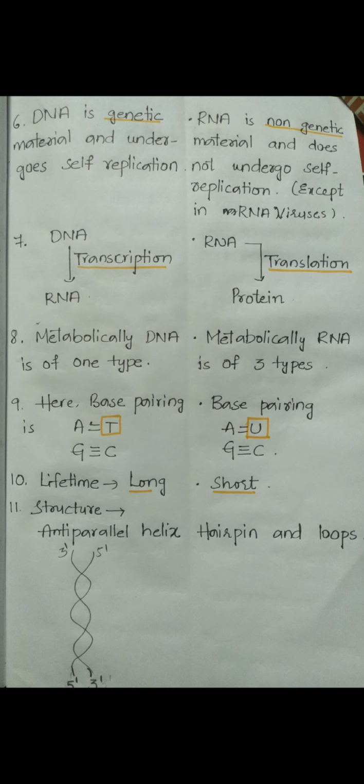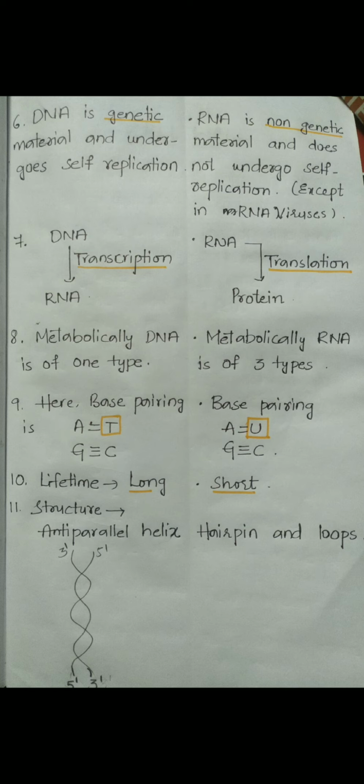Moving to the next point, DNA undergoes replication, produces several copies of DNA. And this DNA will produce RNA by a process called transcription. So, DNA undergoes a process called transcription and it will produce RNA. This RNA will undergo a process called translation and it will produce protein. Here you can see in the 7th point, DNA undergoes transcription, produces RNA. RNA undergoes translation, which means the process of protein synthesis, and produces protein.